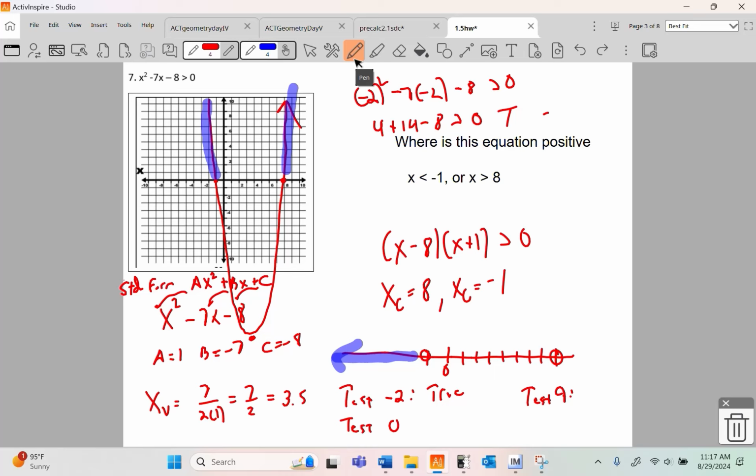If I plug in a 0, I would have 0 minus 8. That's going to be false, because it's saying negative 8 greater than 0. That's false. If I plug in a 9, I'm going to have 9 squared minus 7 times 9 minus 8. And that's 81 minus 63 minus 8 bigger than 0. That is true. So this is true. And that's saying everything to the right.